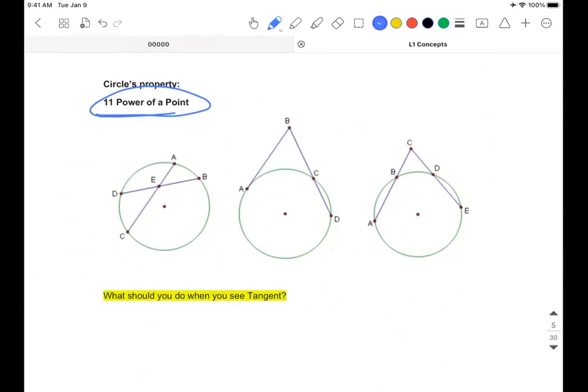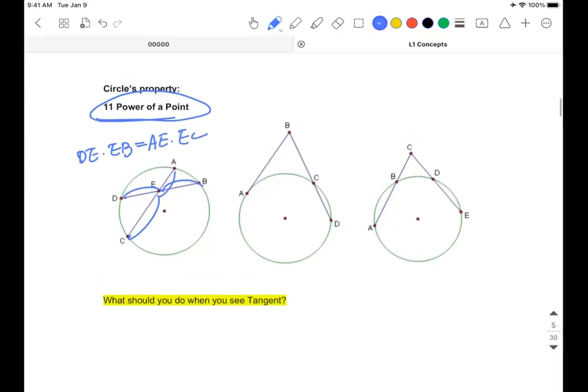Power of a point is not only one theorem, it's actually a series of theorems. It contains 3 series. The first one is the chord theorem. As long as you got a circle, and you have 2 chords intersecting together, automatically you're going to have DE times EB equals AE times EC, right? There's 2 chords cutting each other, and you can multiply the 2 pieces together. They're equal to each other.